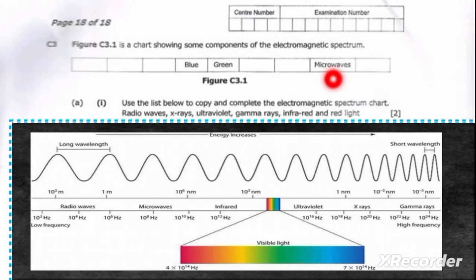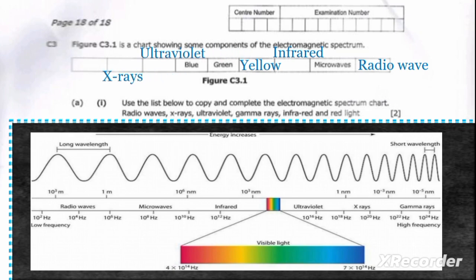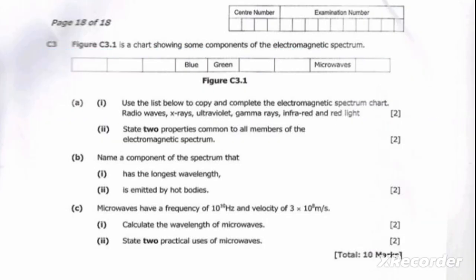So here we are going to have radio wave, here microwaves, then here we are going to have infrared, here visible lights, then here ultraviolet, here X-rays, here gamma rays. So we are done completing this table. Okay, let us move to the next question.